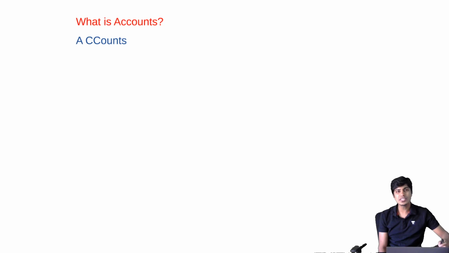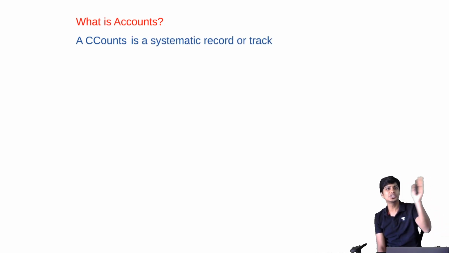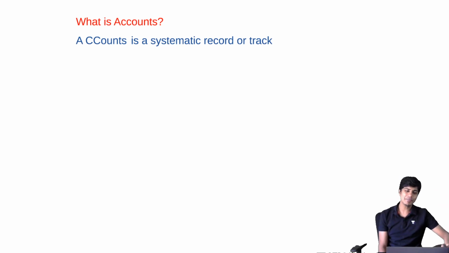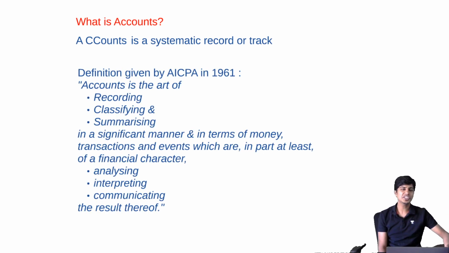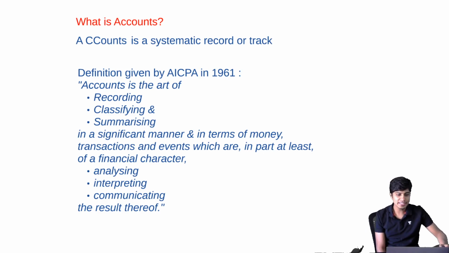If you still ask me what is accounts, all I can tell you is accounts is a count of transaction. It is splitting the word accounts into two parts. A count is a systematic track or record. The definition is given by AICPA, American Institute of Certified Public Accountants, in the year 1961.